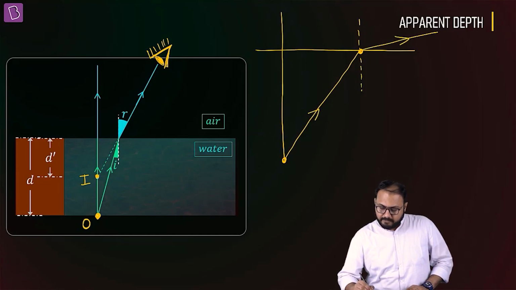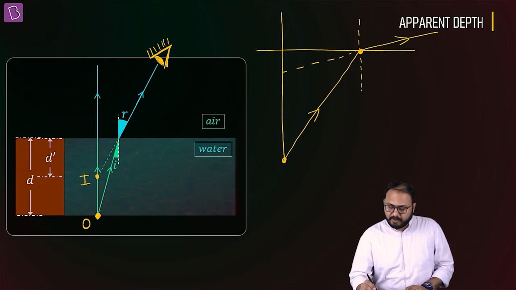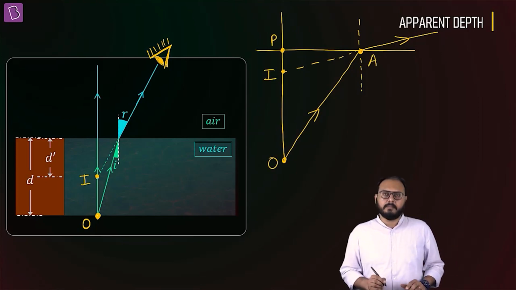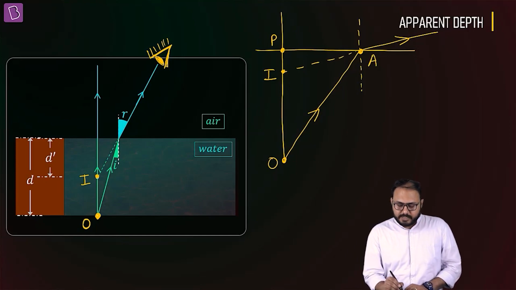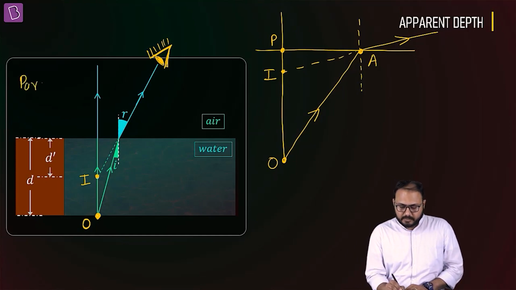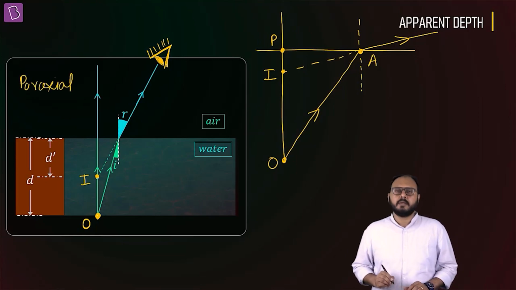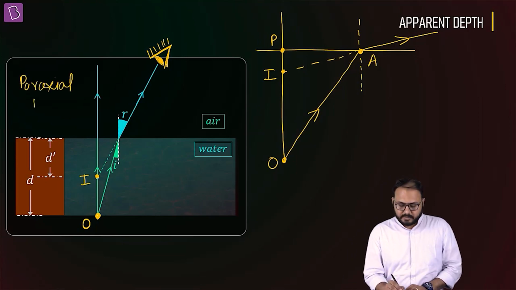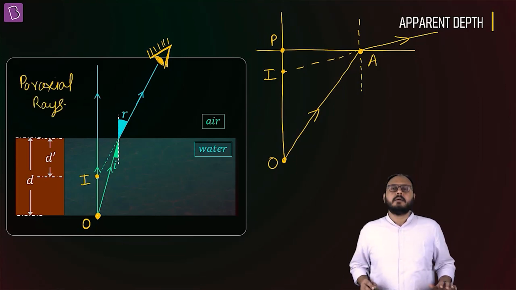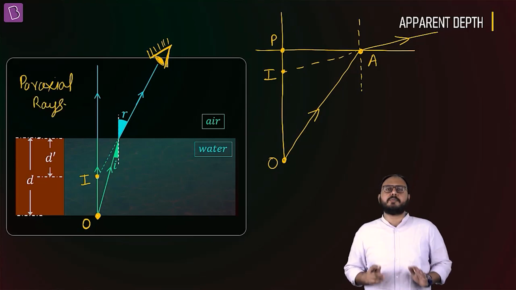This is a very, very exaggerated diagram. You were saying, sir, but why are you drawing this again? I'll tell you. Hold on. I, O. Let this point be P and this point be A. The angle. Now, these two rays are paraxial rays. Paraxial rays means they are very close to the principal axis.